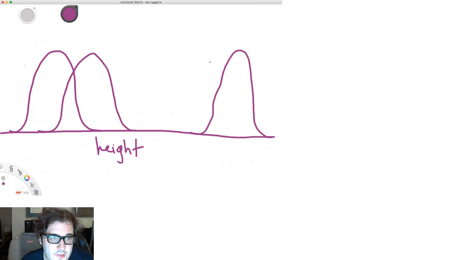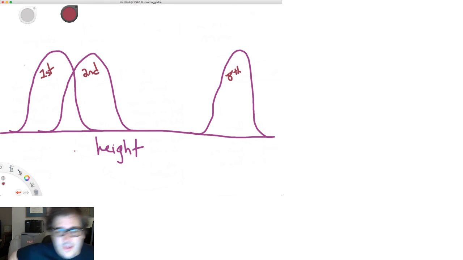Also imagine these are all the same size because they should be. So we'll say this is 1st grade, this is 2nd grade, and this is 8th grade. And these are distributions of height. So remember, these are distributions. Each one has a mean and standard deviation. So this has a mean, and it has a standard deviation. This one has a mean and standard deviation, and this one has a mean and standard deviation.